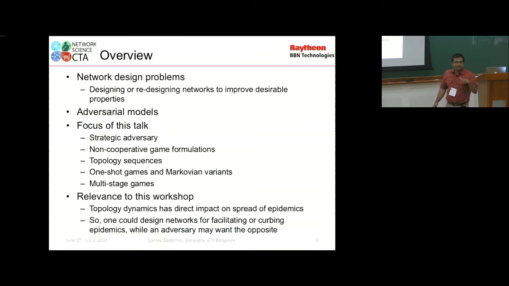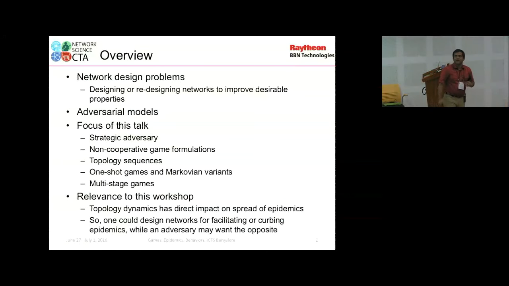I'll start with a brief description of certain network design problems, like why are these games being played, and what's being optimized, and so on. And I'll describe a couple of models for an adversary, both benign and strategic. And then I'll go on to give some simple non-cooperative game formulations and be more and more general as the talk progresses. And at some point, if I run out of time, I'll just stop.